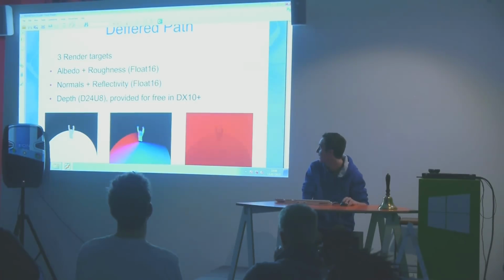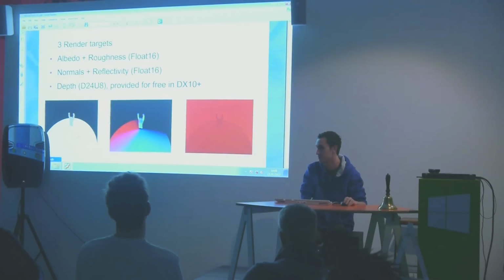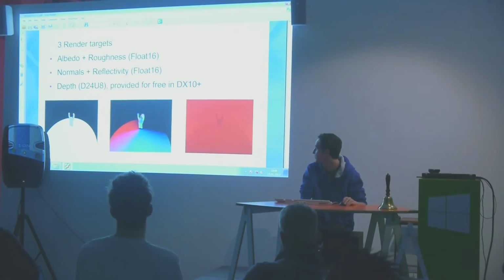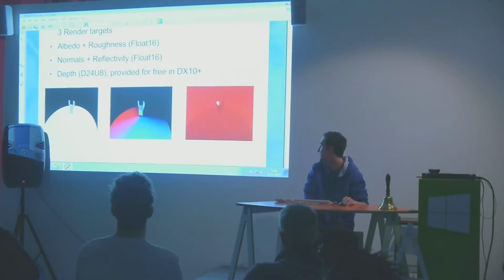You render your whole scene to 3 targets. The first one is just the color, and I use the alpha channel for something called glossiness, for the light equation. Then you have one which is the normals and reflectivity, which is also used for light, and then depth, which is provided for free, which is the distance from the pixel to the camera.